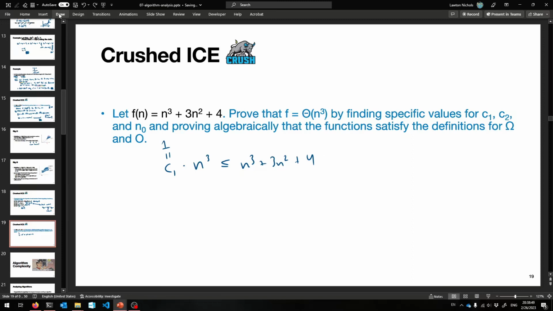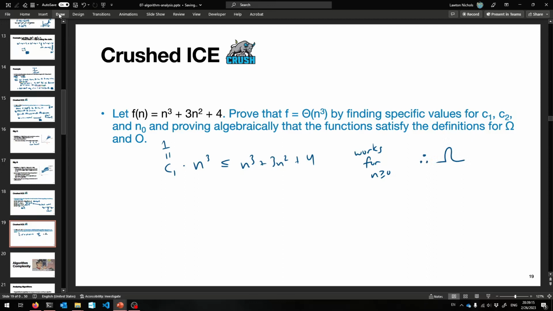So if you just choose c1 to be 1, this will always work even if n is 0, from 0 onwards. No matter what, this works. So that could be our n naught, maybe. That works for when n is greater than or equal to 0. Do you see that? So this is a first constant, and this is a first n naught, 0. That's going to work. So that is, therefore, big omega of n cubed.